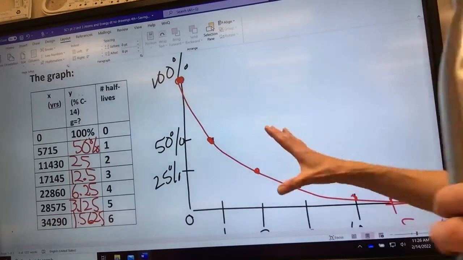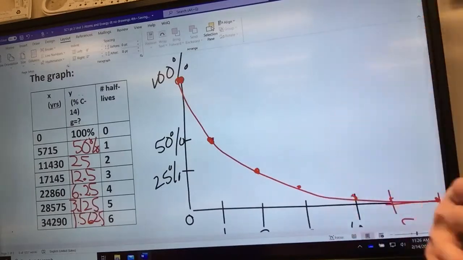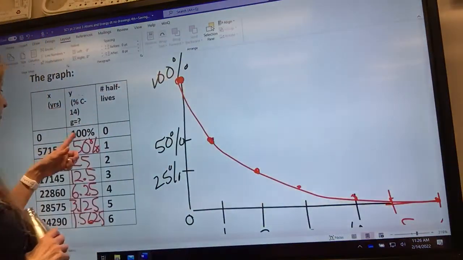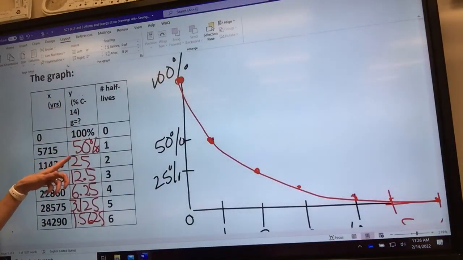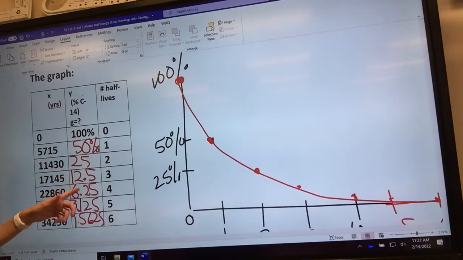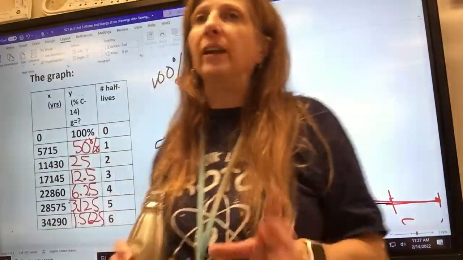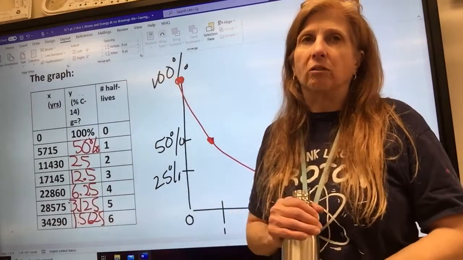So this is the shape of the half-life graph that you would put on the test. The percents: you start with 100%, then you have 50, then half of 50 is 25, half of 25 is 12.5, half of 12.5 is 6.25, half of 6.25 is 3.125, and half of 3.125 is 1.5625.